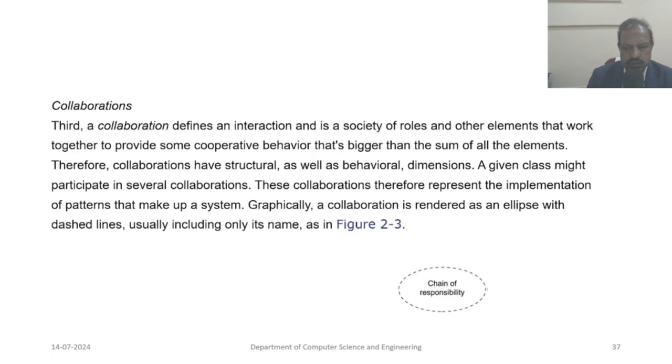Then coming to the collaboration. Collaboration is a dashed line, just like an ellipse, a dashed ellipse. So collaboration defines an interaction and is a society of roles and other elements that work together to provide some cooperative behavior that's bigger than the sum of all the elements. Okay, this is the thing we use as collaboration.